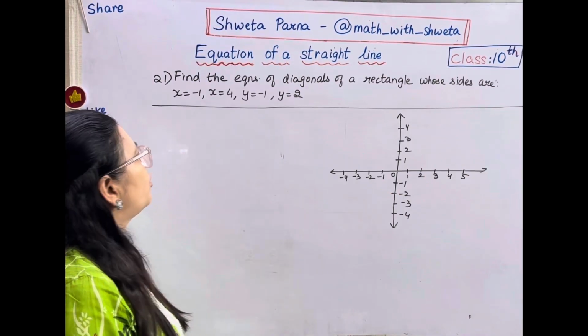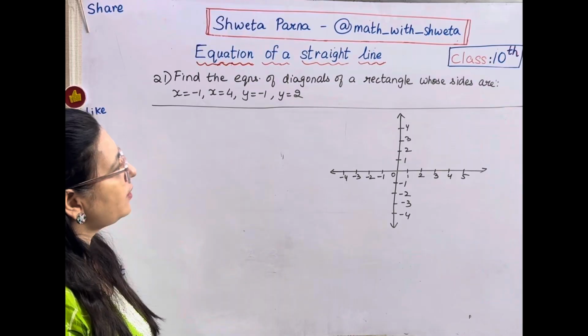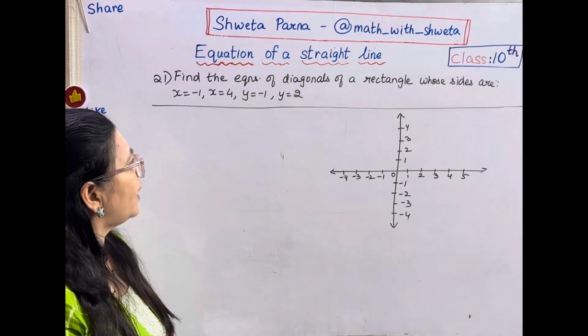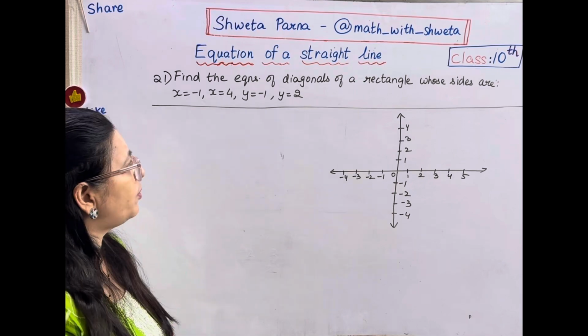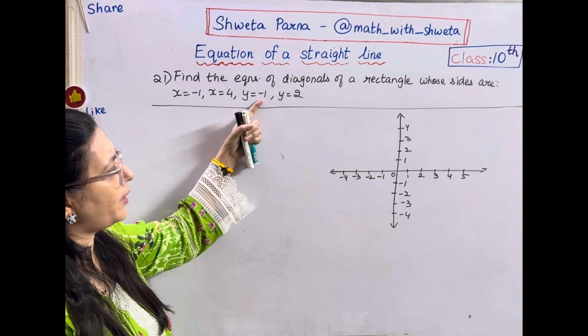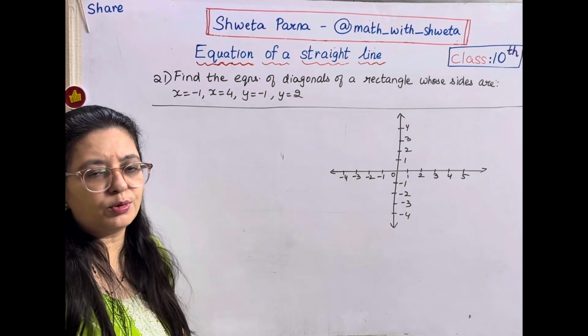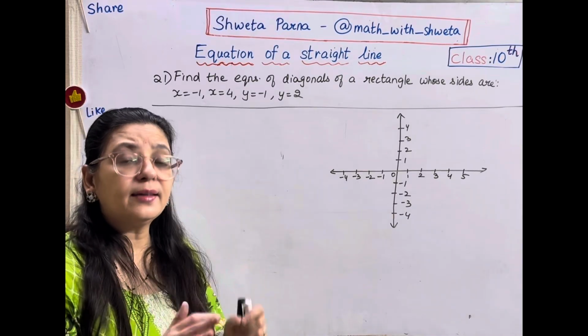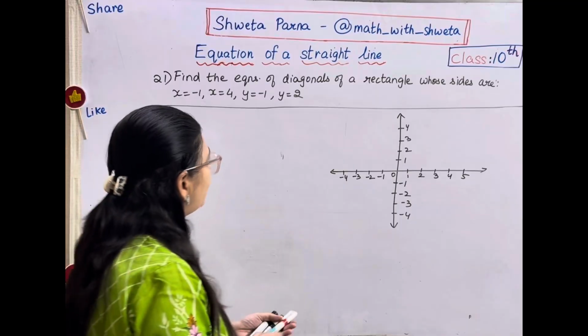Okay. Let's go to question number 21. Find the equation of the diagonals of a rectangle, whose sides are x is equal to minus 1, x is equal to 4, y is equal to minus 2, y is equal to 2. First, we will plot these points on the graph and get a rectangle. Okay, come on, let's do that.